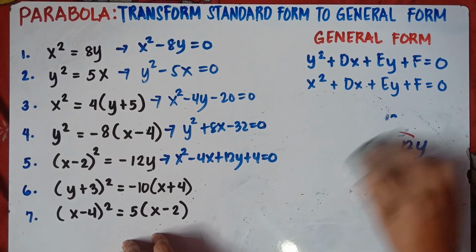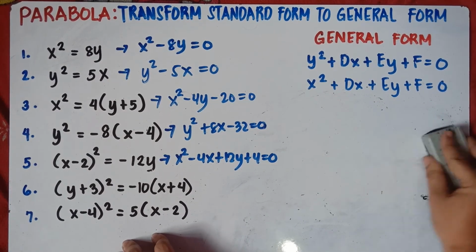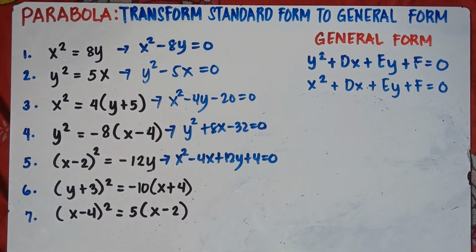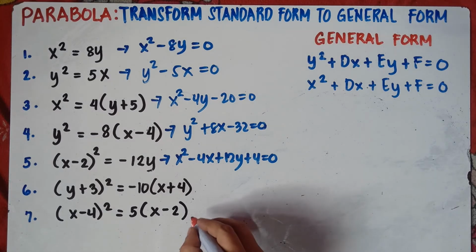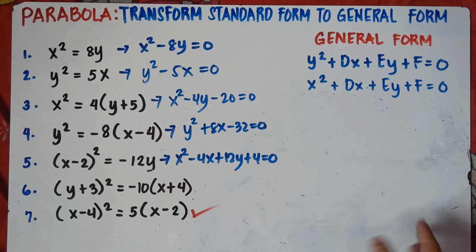Let's try to answer number 6. Then you will try number 7, class. That will be your assignment. Let me check if you really understand our topic. So you try to answer number 7, class. And you put your answer in the comment section down below. You put the equation and then you write the value of D, E, and F. Let me check, class, if you really understand the topic.